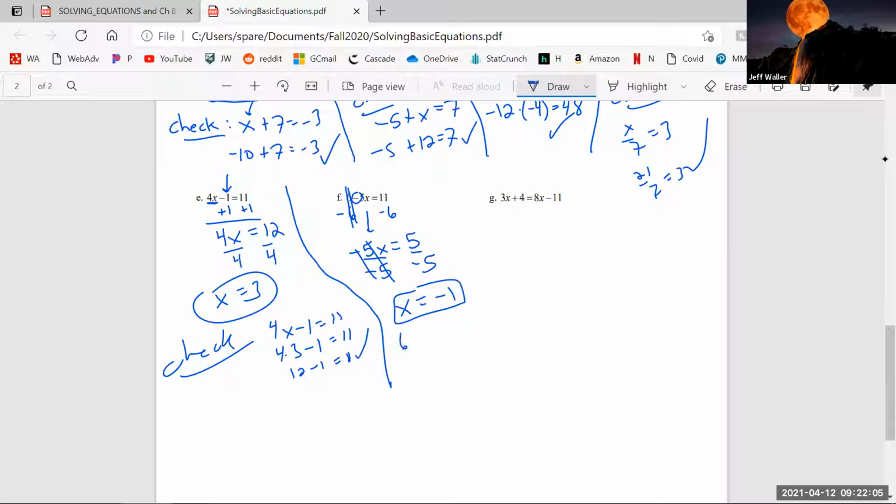And then check it. I get 6 minus 5 times -1. Is that 11? 6 plus 5 equals 11. Check, because the minus times a negative makes a plus. So that works.